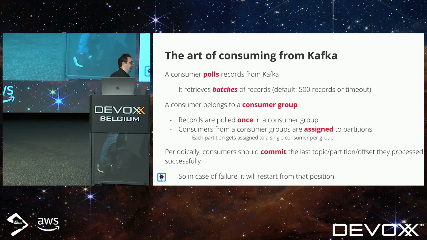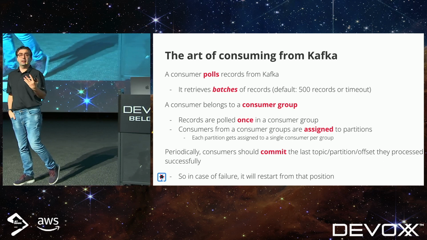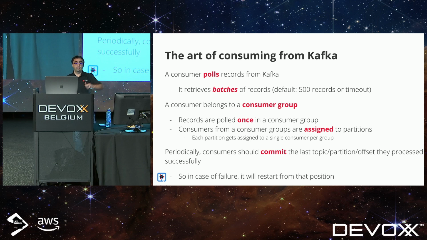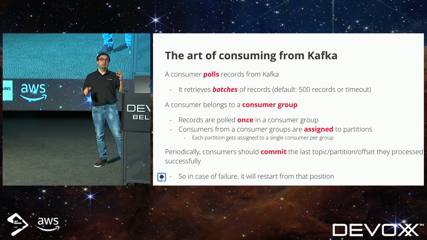Committing is very important because if I crash and I restart and I configure my Kafka consumer correctly, I will restart from the last committed position, which means that I won't restart from the beginning of age, but from the last committed position. That means that I can have duplicates, we will see that, but not a lot. So, the art of consuming from Kafka.